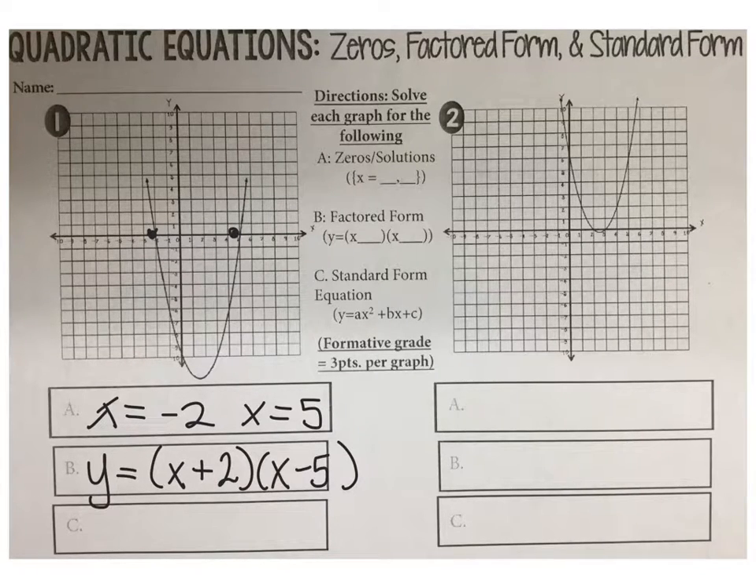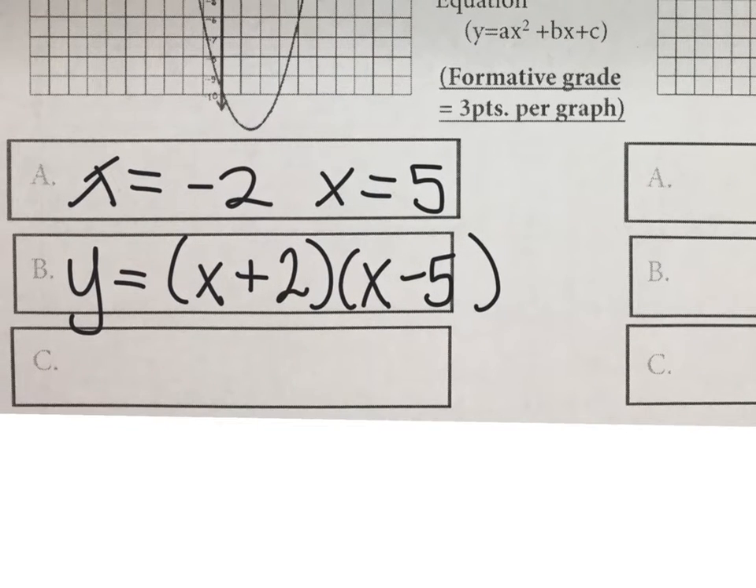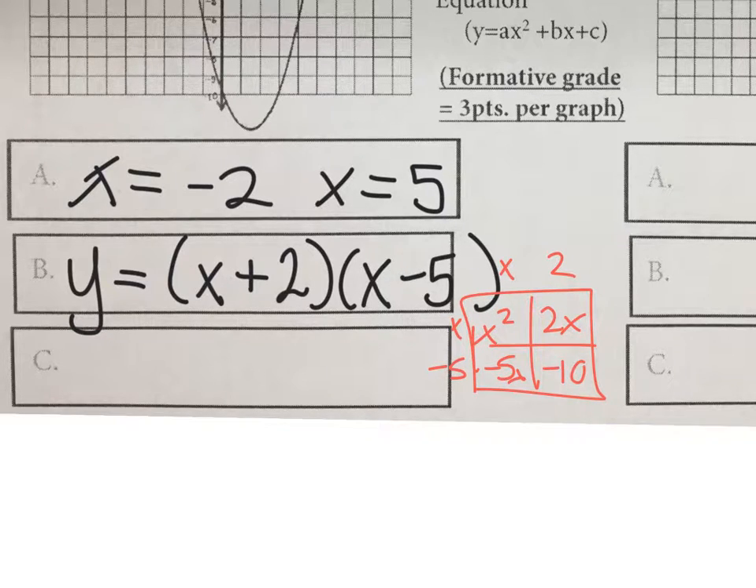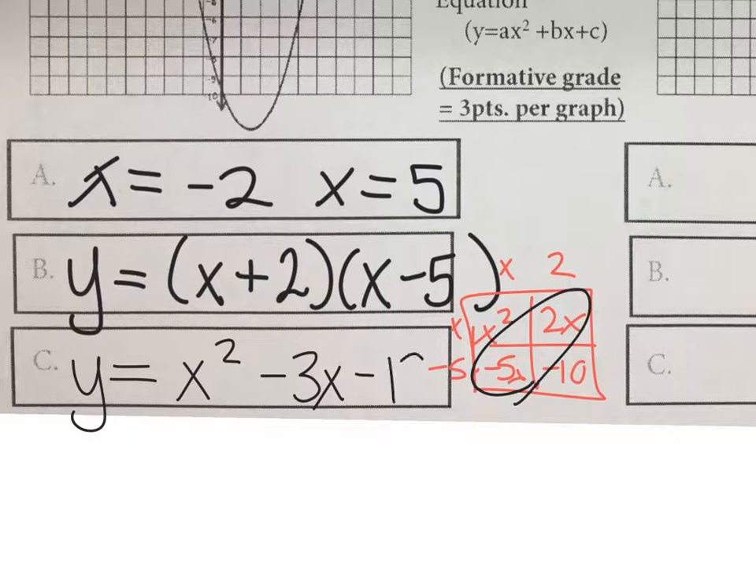To get the standard form, which is completely backwards of what we have been doing, all we really need to do is, I'm going to zoom in here, take our factored form and simply do the multiplication. So we're going to multiply. So we get x squared, 2x, -5x, -10. When we go to write this, we'll have x squared. We combine these two together, so that's -3x minus 10. So that's our standard form. It's basically multiplied out.